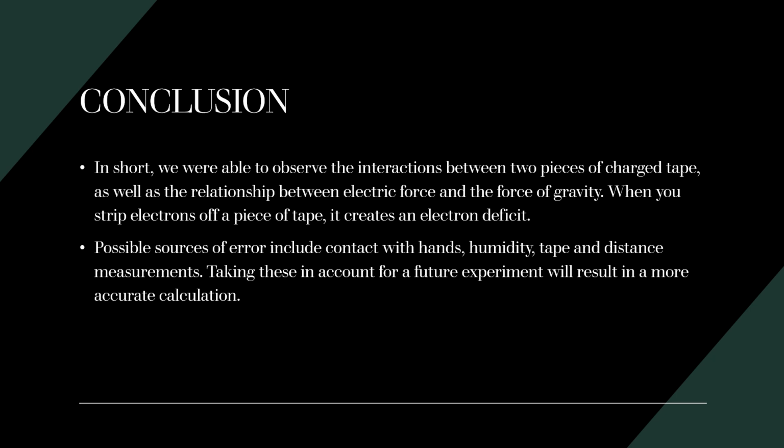So in short, we were able to observe the interaction between two pieces of charged tape, as well as the relationship between electric force and the force of gravity. When you strip electrons off a piece of tape, it creates an electron deficit. Possible sources of error include contact with hands, like I mentioned earlier, humidity in the environment, the tape and distance measurements, maybe inaccurate measurements. Taking these into account for a future experiment will result in a more accurate calculation.